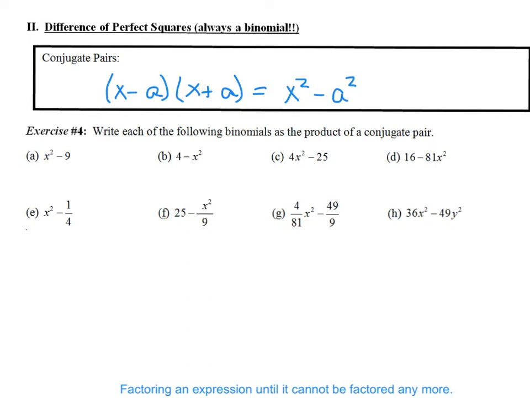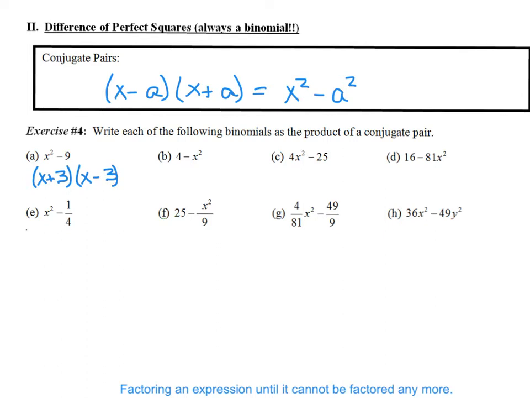So let's recognize each of the binomials in exercise 4 as binomials that are the difference of two perfect squares. So for example, x squared minus 9. X squared is a perfect square, 9 is a perfect square, and I see that I have subtraction in between. So I can factor this as x plus 3 times x minus 3.